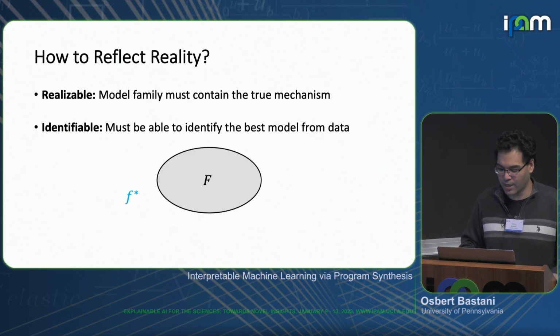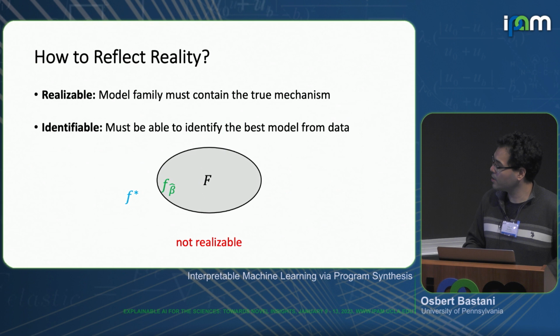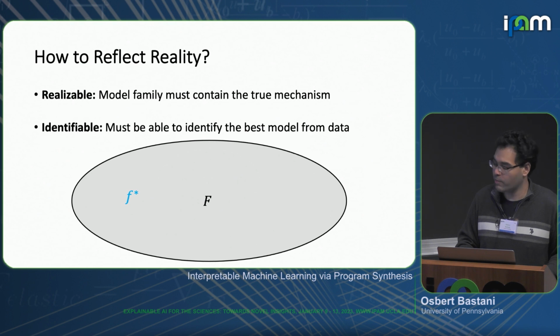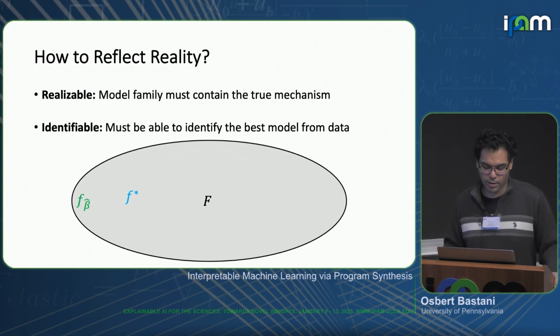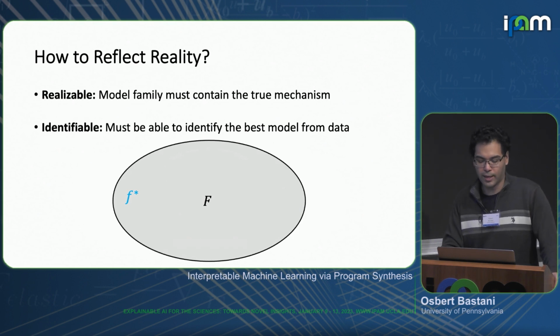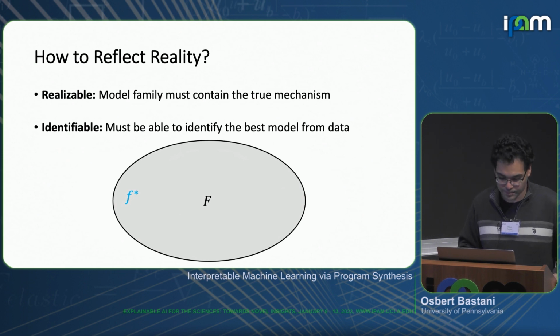So just to illustrate the two things that can go wrong, if we choose our model family to be too small, it's not going to be realizable because it won't contain the true model. But if we choose it to be too large, for example, a non-parametric model family, or oftentimes neural networks also fall under this umbrella, then it's going to be really hard to actually find the true model, and the model family is not going to be identifiable. So that's the trade-off, and this is the trade-off that we want to enable users to balance for their target domains.